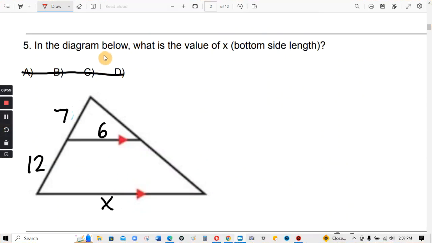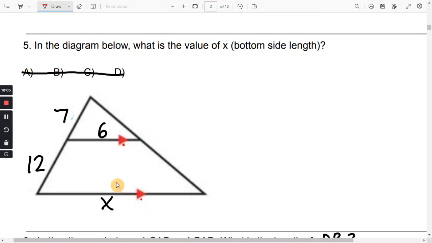Number 5, in the diagram below, what is the value of x? All right, see we have parallel lines here, so corresponding angles are congruent. So the one on the left matches that, and the one on the right matches that. They're corresponding because these lines are parallel. So these triangles are similar. We got the small one and we got the big triangle. They're similar.